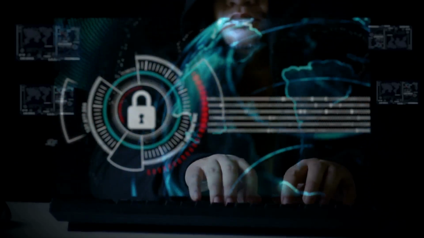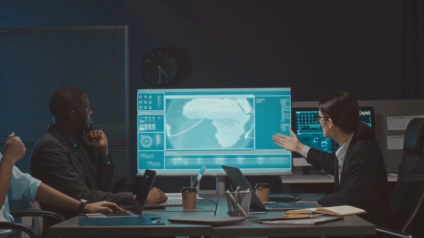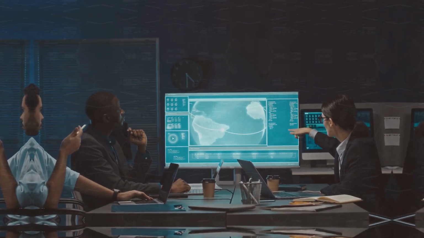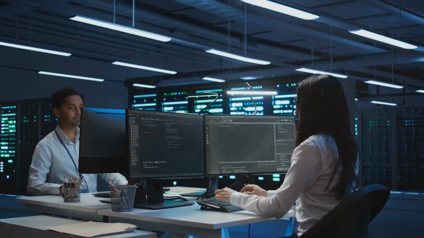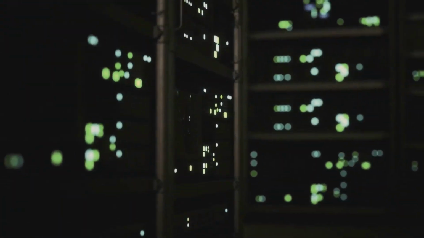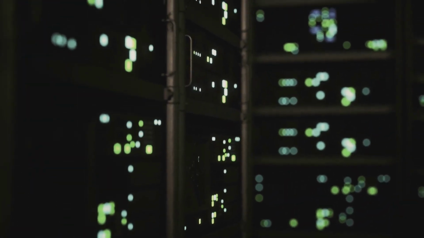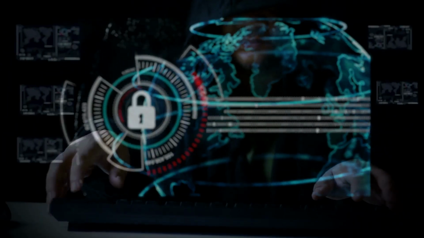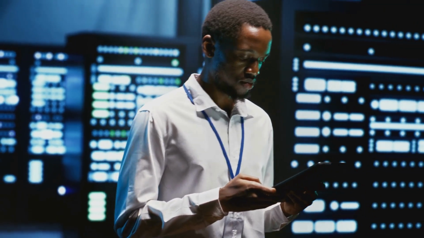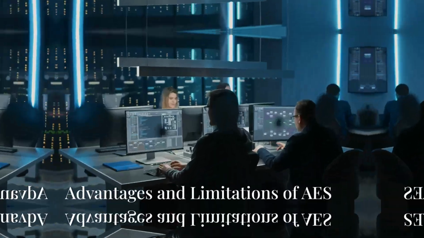AES, or Advanced Encryption Standard, is a symmetric encryption algorithm that has become the global standard for securing sensitive data. Adopted by the US government and widely used across various industries, AES is renowned for its robust security and efficiency. It operates using the same key for both encryption and decryption, making it a straightforward yet powerful method for protecting information.